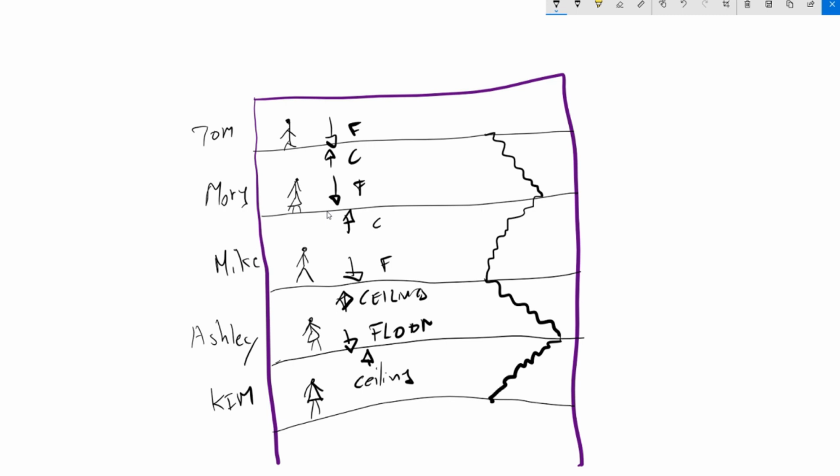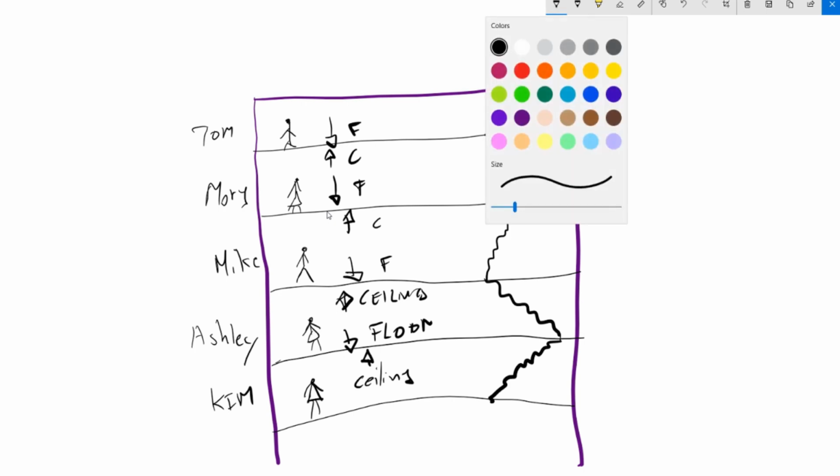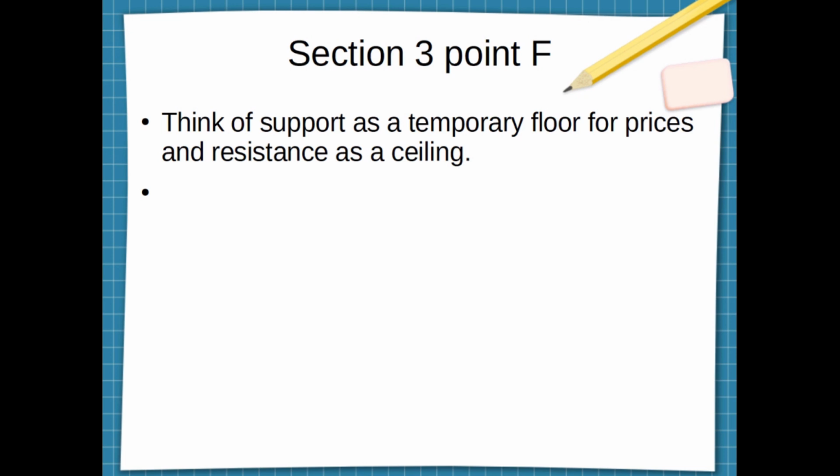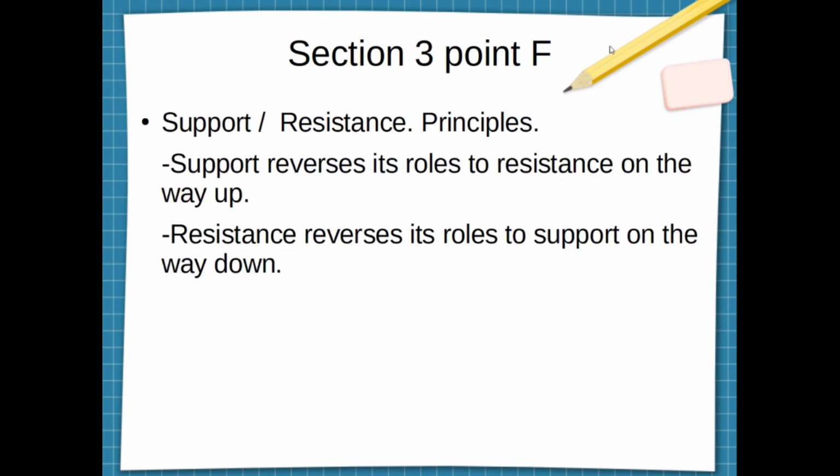Or better, what if Mike decides to go upstairs? If he goes upstairs, what used to be the ceiling for him turns into the floor. And this is the exact same thing when you have an uptrend or a downtrend. That's exactly how you should consider support and resistances. Now some other principle: support reverses into resistance on the way up. We talked about that. And resistance reverses into support on the way down.